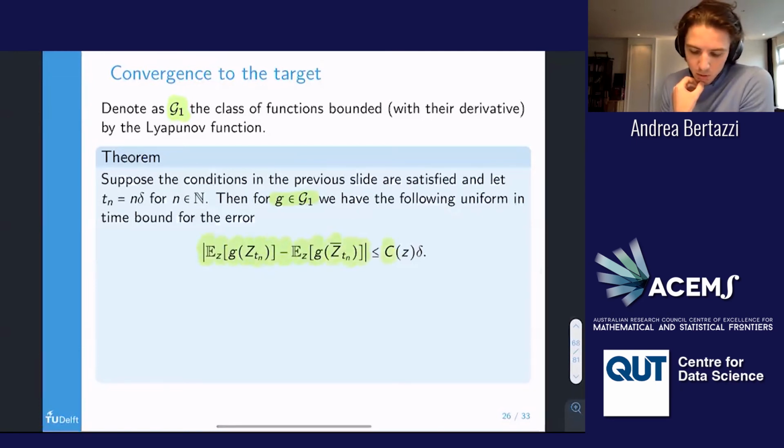well, then we can bound it by delta times a factor that depends on the initial condition of the process, of both processes. Okay, so you see this is expectation with respect to the continuous process, and then expectation according to the approximation. And again, as delta goes to 0, we have a bound that goes to 0 linearly in delta.